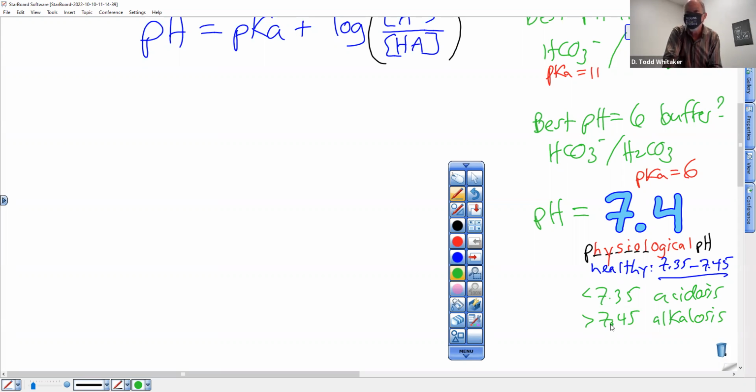Why is it so important to have that pH range, and why is it so narrow? Did you say the magic word enzymes? Did somebody actually say the word enzymes? I love it. Okay, let's get into it right now.